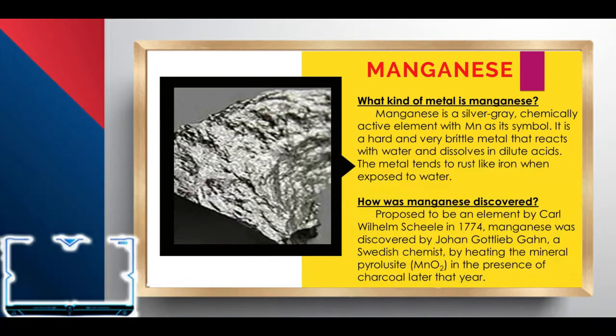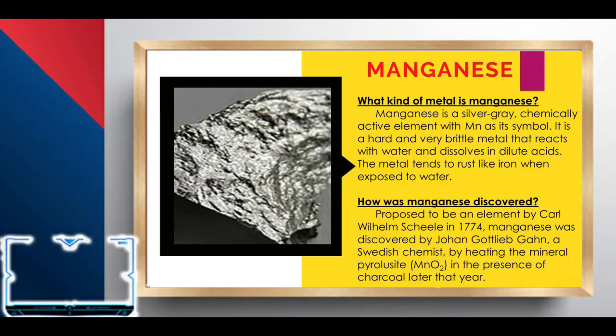Manganese. What kind of metal is manganese? Manganese is a silver gray, chemically active element with Mn as symbol. It is a hard and very brittle metal that reacts with water and dissolves in dilute acids. The metal tends to rust like iron when exposed to water.